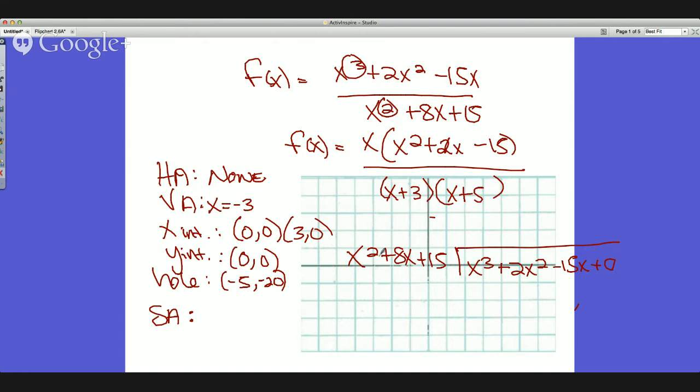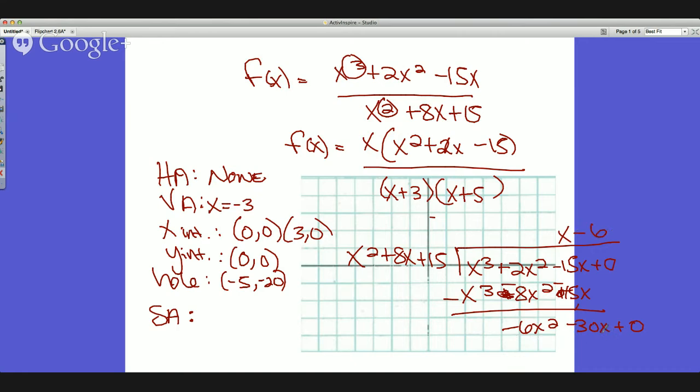So now, at this point, what times x squared gets me x cubed? Well, we know that's x. So we're going to multiply this out here. Okay? Change the sign. So negative, negative, negative. So I'll get negative 6x squared minus 30x plus 0. So what times x squared gets me negative 6x squared? Negative 6. And then we multiply out, right?